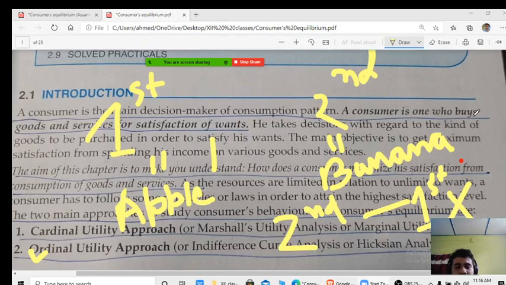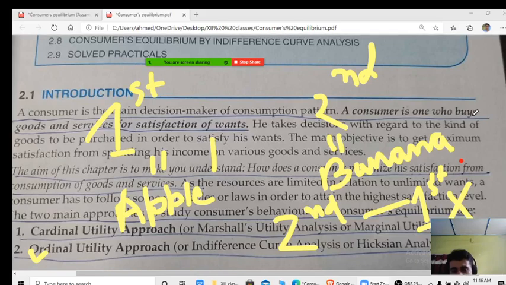A consumer is a person who buys goods and services for the satisfaction of wants.